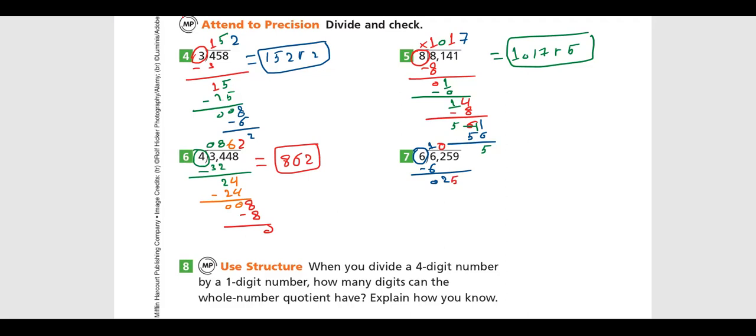How many 6 in 25? It's 4. 4 times 6, 24. Subtract, 5 minus 4 is 1. 2 minus 2 is 0. Copy down 9. How many 6 in 19? It's 3. So 3 times 6 is 18. Subtract, 9 minus 8 is 1. 1 minus 1 is 0. So the answer is 1043. Remainder is 1.